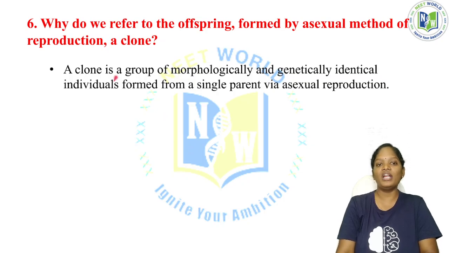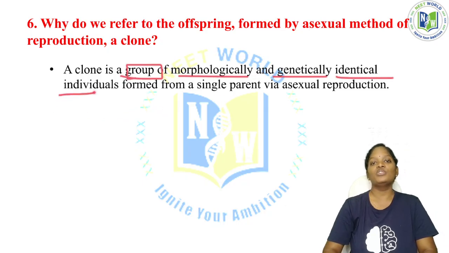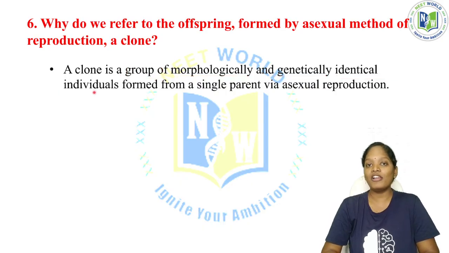That is what a clone is, a group of morphologically and genetically identical individuals. The clone is not only morphologically identical, morphological in the sense of outward appearance, that is, physical features. So the clone is a group of morphologically and also genetically identical individuals.